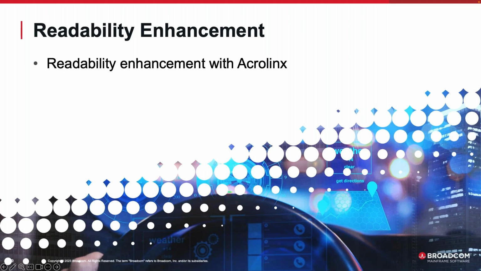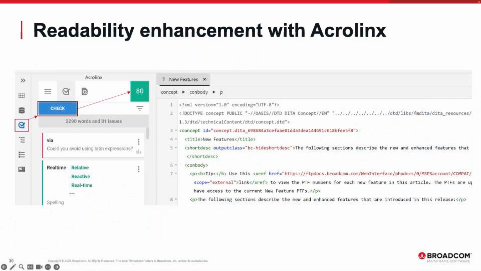One of the tech doc initiatives is to make content more readable. We edit the user documentation that the engineering team provides and use the acrolinks tool within our documentation coding to make the content more readable. Click the acrolinks icon over here on the left in blue, and then click check and get a readability score from 1 to 100, in this case 80.